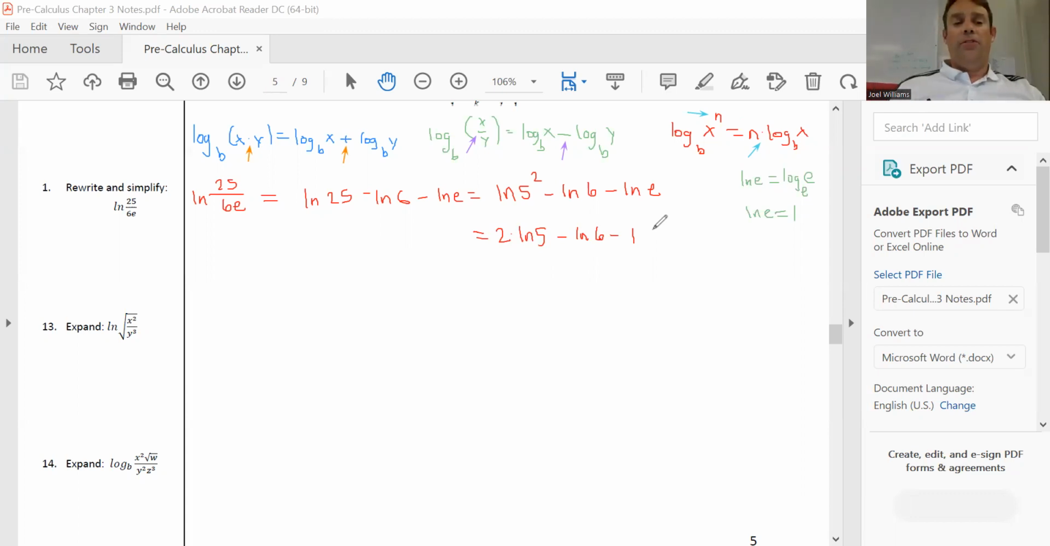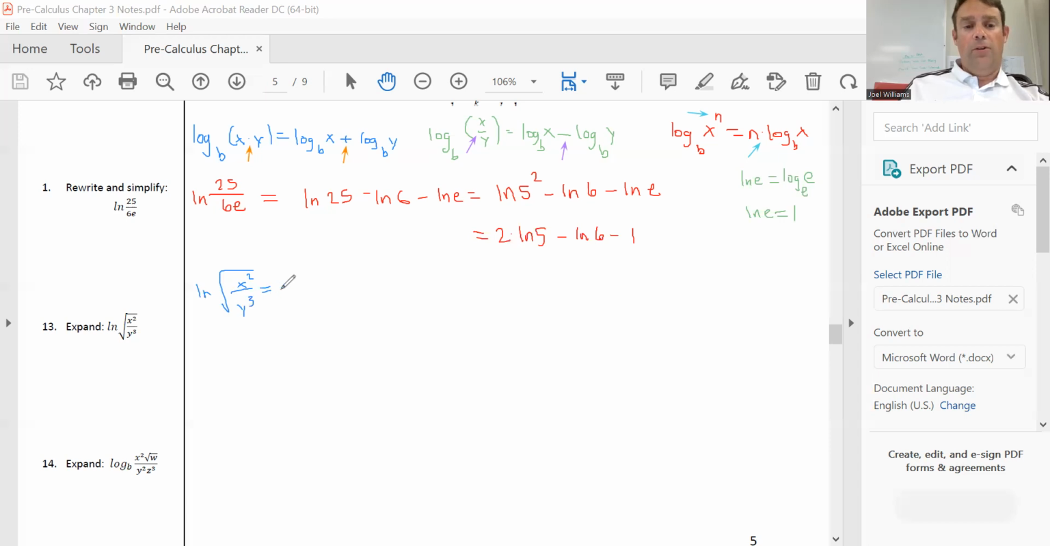I want you guys to go and pause the video and see if you guys can expand these next two. All right, friends, let's see how you did here. So we have the natural log of the square root of x squared y cubed.